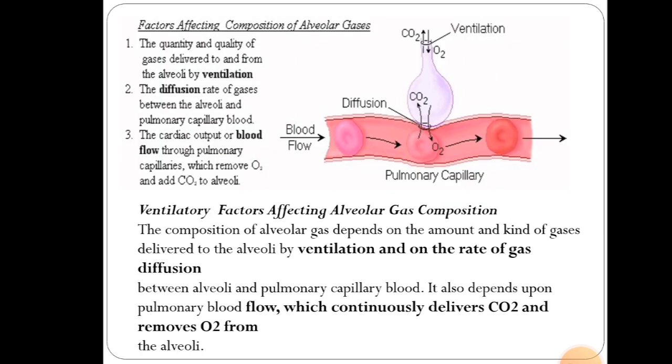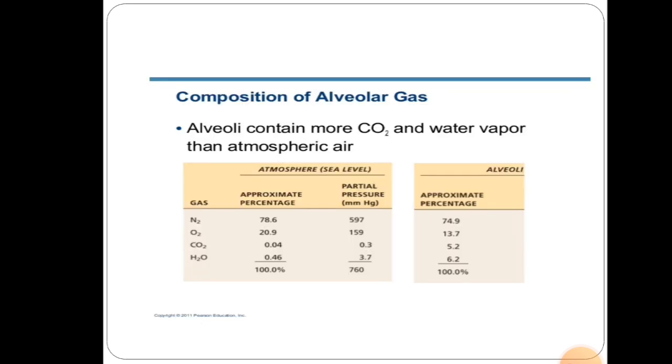What are the factors affecting the composition of alveolar gases? The quantity and quality of gases delivered to and from the alveoli by ventilation, the diffusion rate of gases, and the cardiac output. The ventilatory factors depend on the amount and kind of gases delivered to the alveoli by ventilation and on the rate of gas diffusion. It also depends upon pulmonary blood flow, which continuously delivers carbon dioxide and removes oxygen from the alveoli. So this is the composition of alveolar gas. It contains more carbon dioxide and water vapor than atmospheric air, shown here at sea level.